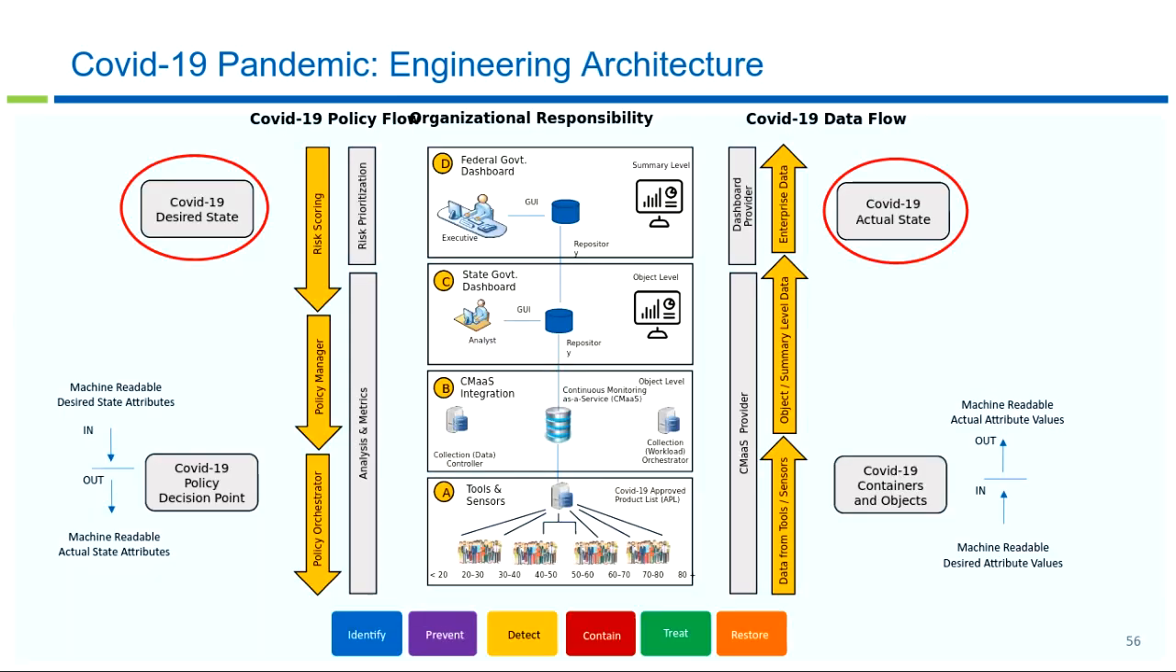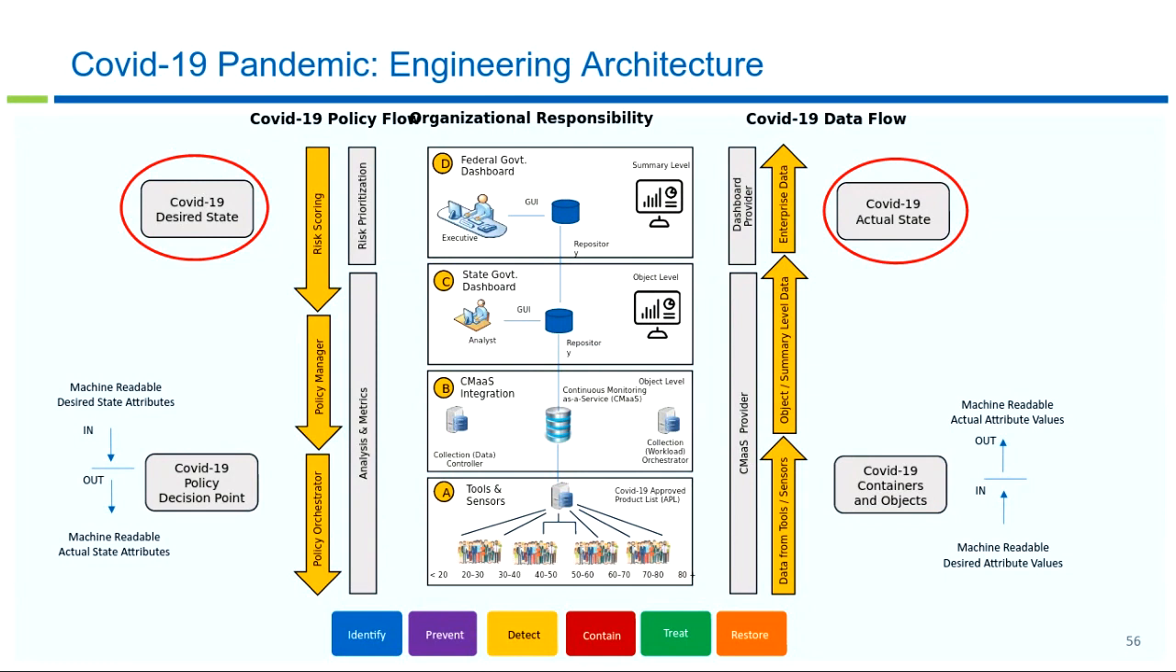And once again, the engineering architecture looks an awful lot like the CDM. We start with a policy, which is the desired state: where do we want to be for each of these 6 different categories for COVID. And the data flow is the actual state. Where are we today for each of these 6 different categories and controls that map to these categories? And we should have dashboards that show us. That's how we would effectively measure how well we're doing with this pandemic.